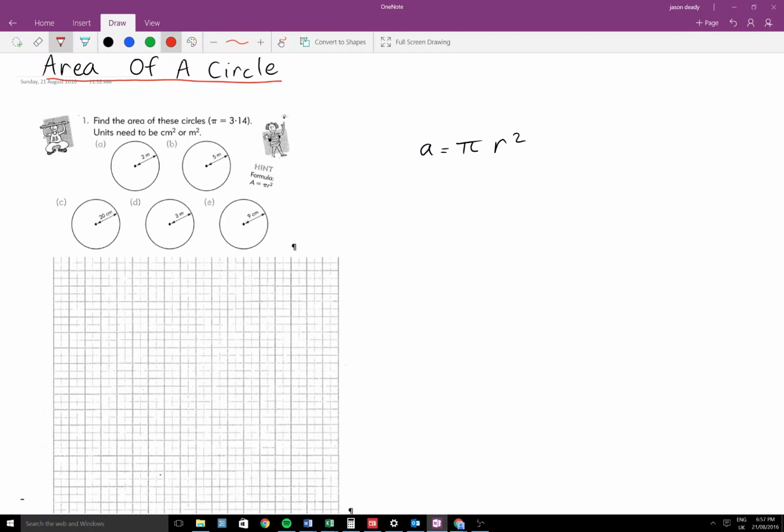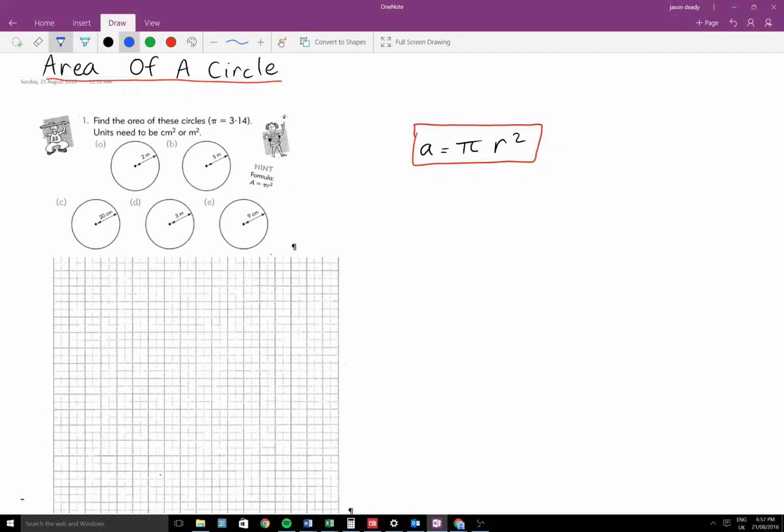The main thing is doing it, and doing it requires the formula A equals pi r squared. That's the formula for the area of a circle. Why it works I'll take you through in a minute, but let's just start using it first.